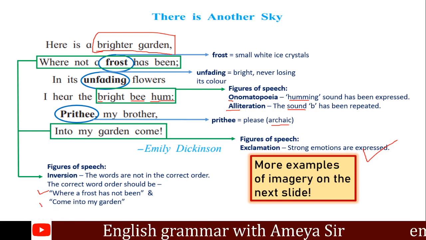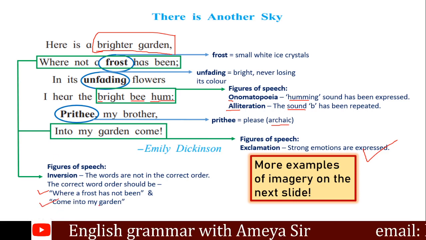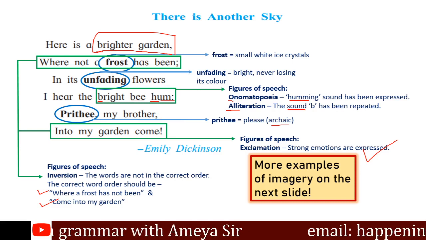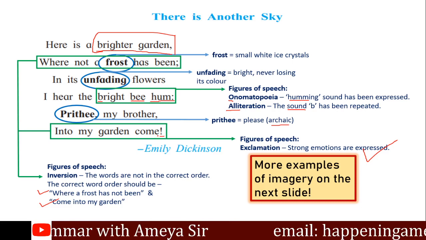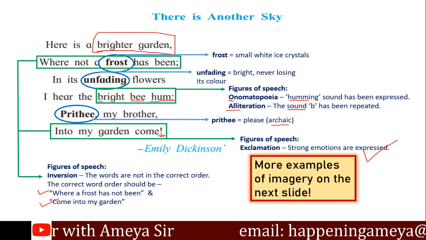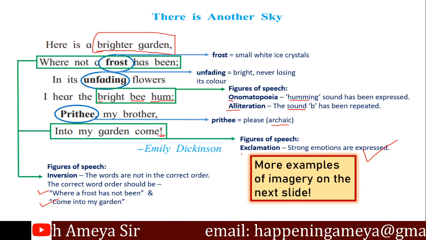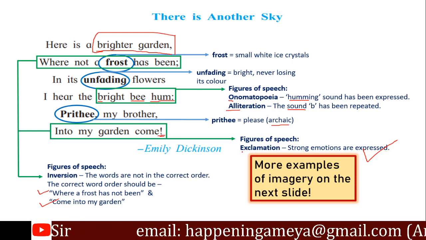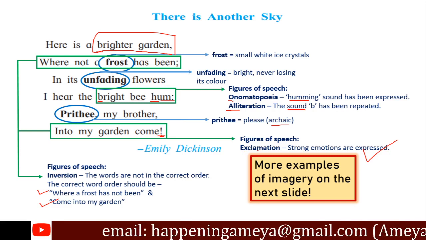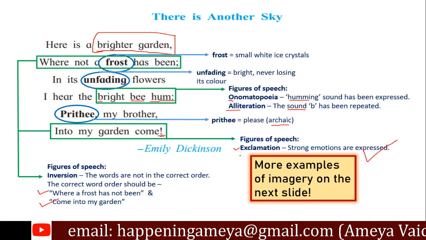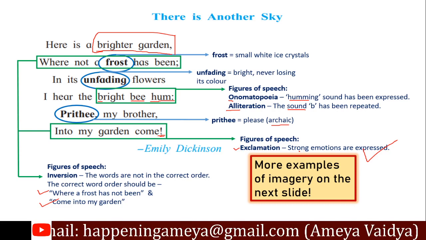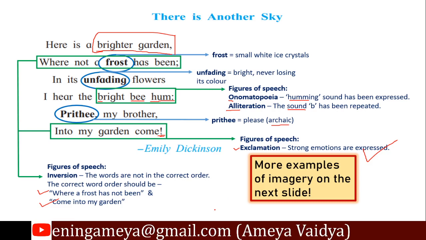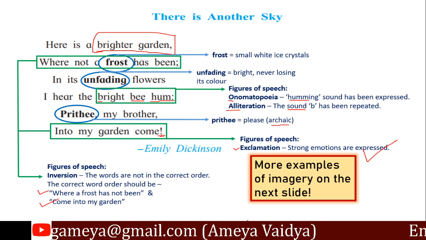So it should be "come into my garden." That clearly seems the right way, is it not? "Into my garden come" clearly is inversion. Also, because the line terminates with an exclamation mark, it is an exclamation figure of speech. Strong emotions are expressed. Remember, the spelling of exclamation is not C-L-A-I-M. This is the correct spelling of exclamation, and the explanation is strong emotions are expressed. You can pause the video and make all the entries correctly.